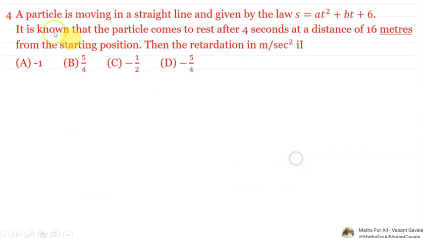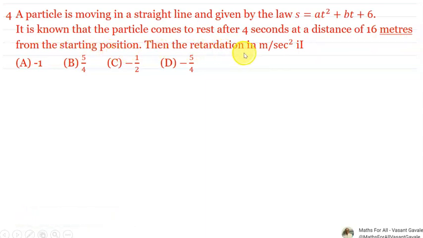Next question. A particle is moving in a straight line and given by the law s is equal to at square plus bt plus 6. It is known that the particle comes to rest after 4 seconds at a distance of 16 meters from the starting position.